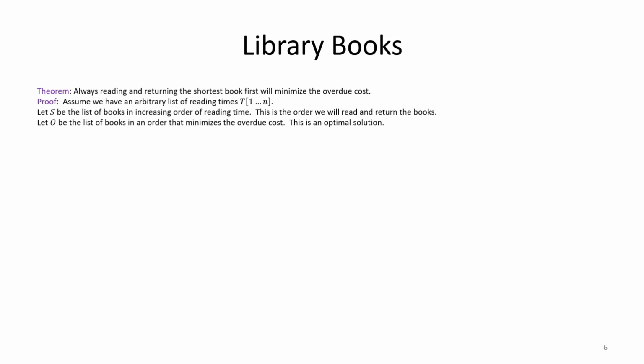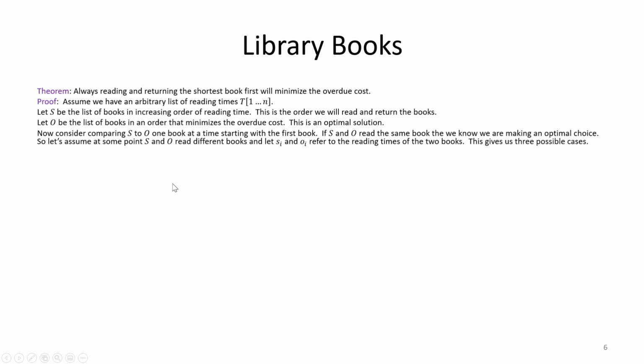Now, the other thing that I'm going to mention here is I've got them in two different orders. Often at this stage in our proof, we're going to want to line up our two solutions for comparison. Well, the way we're going to do that here is we're going to line them up by saying, which book did you read first? So we're choosing the shortest book. Which book did O read first, for instance? So I'm going to say, let's compare these two solutions one at a time, starting with this first book. Now, if we read the same book, then we agree. That's good. That's what I'm trying to argue.